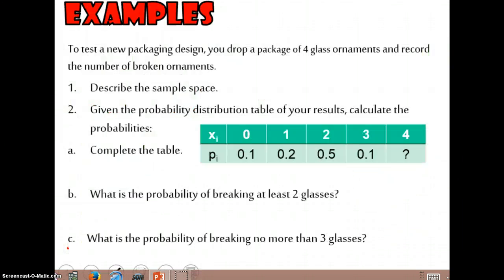Okay, go ahead and pause here. I want you to go through and calculate some probabilities for this. Talk about the sample space. We're talking about 4 glass ornaments here, but you were given specific probabilities instead of knowing them on your own.